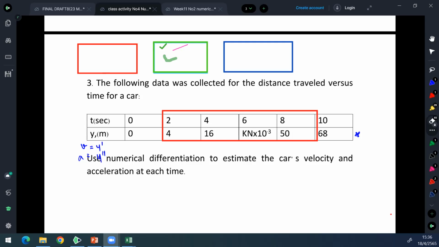Then I will ask you again: if we consider time equal to 0 seconds, can you use central difference? No, we cannot, because it has no data before 0. So what formula do we have to use? Forward difference, right? So for time equal to 0 seconds we use forward difference, but for time equal to 2, 4, 6, 8, we use central difference.